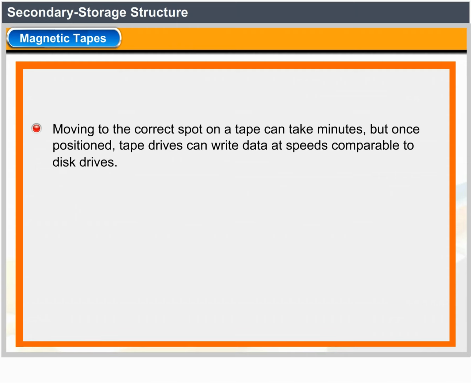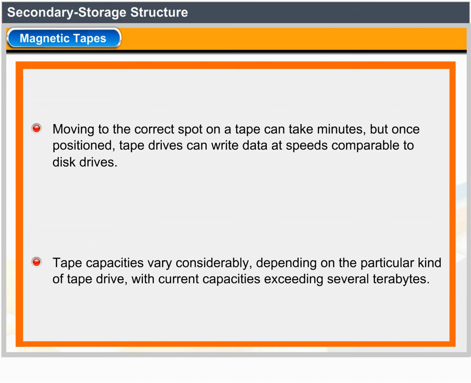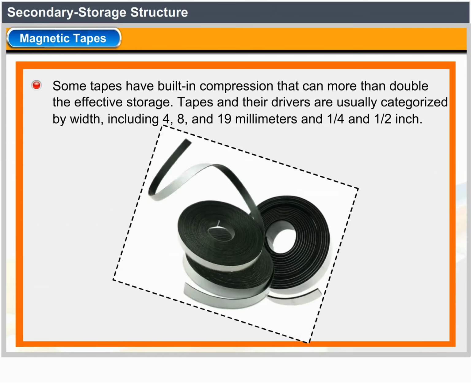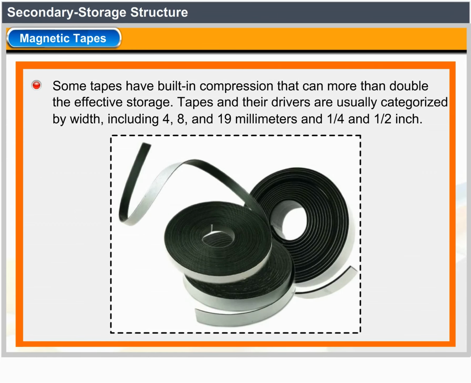Tape capacities vary greatly depending on the particular kind of tape drive, with current capacities exceeding several terabytes. Some tapes have built-in compression that can more than double the effective storage. Tapes and their drives are usually categorized by width, including 4, 8, and 19 millimeters and 1/4 and 1/2 inch. Some are named according to technology such as LTO5 and SDLT.